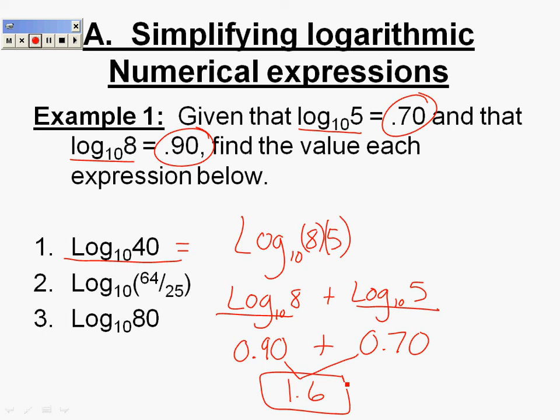That's the basic gist. So you want to look at the number that they give you here, and you want to ask yourself, is there any way I can break that number up into the numbers they give me? In this case, it's 8 and 5.